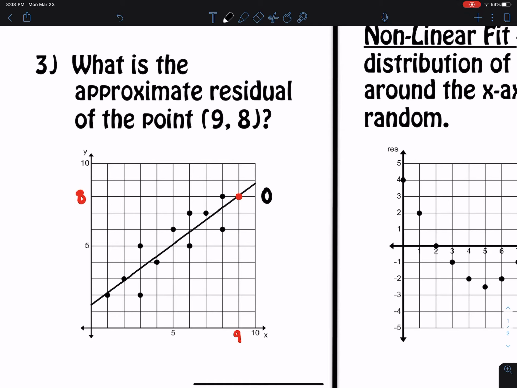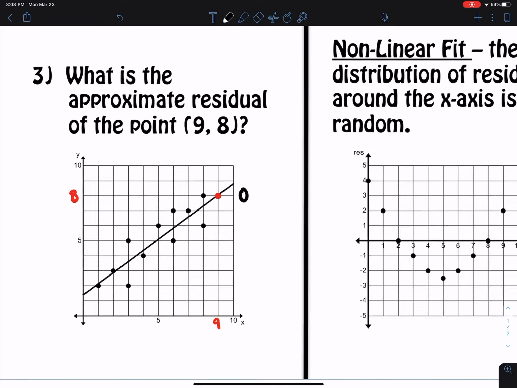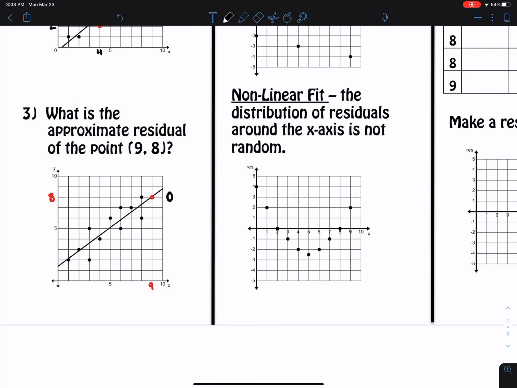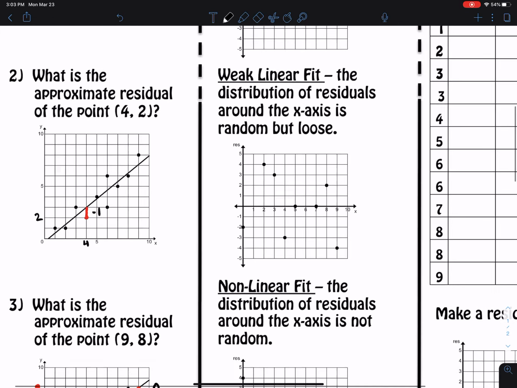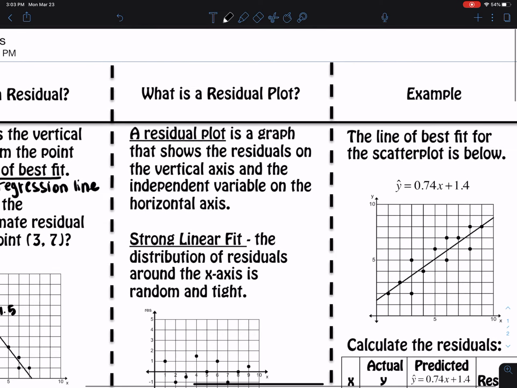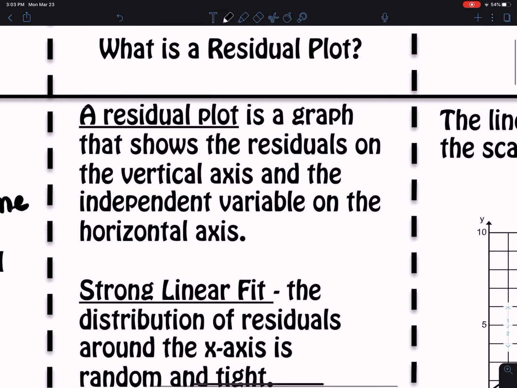Okay, so that's what a residual is, and our lesson is on residual plots. So what we're going to do is look at how far away each point is from the line, and that'll tell us if the regression line is a good fit or not. So the second column says, what is a residual plot? A residual plot is a graph that shows all the residuals on the vertical axis and the independent variable on the horizontal axis. So we're just plotting these residual values.